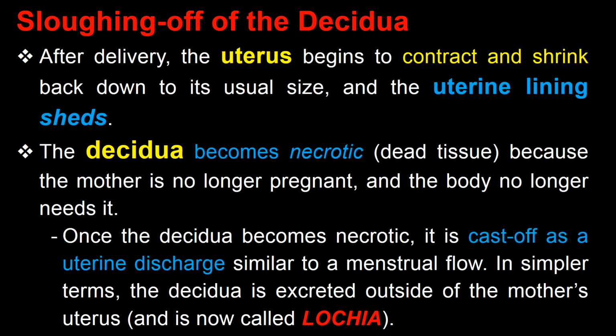Once the decidua becomes necrotic, or dead tissue, it is cast off as a uterine discharge. Since it is already dead tissue, the body will cast it off and it will become a uterine discharge, which is similar to your menstrual flow. It looks like a period. So in simpler terms, the decidua is excreted outside of the mother's uterus, and when it goes out of the uterus, it is already termed as lochia.